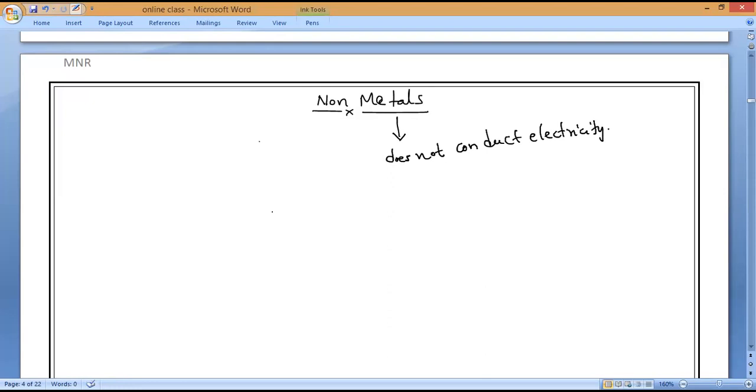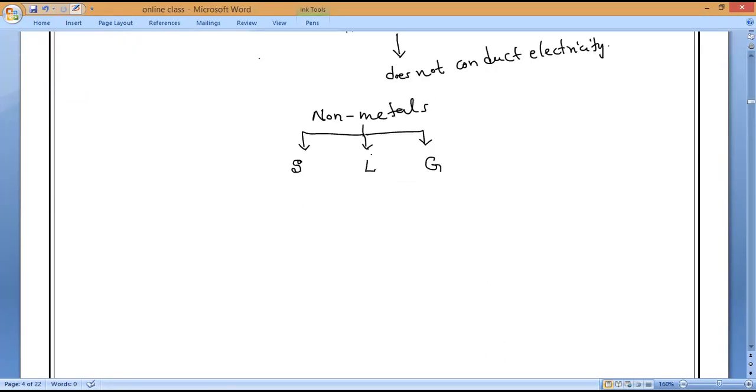What are the examples of non-metals? I already told you, non-metals are present in all the states of matter. They will be present in solid state, liquid state, and gaseous state. Can anybody tell me the one and only liquid non-metal? Bromine. So the one and only liquid non-metal is bromine.